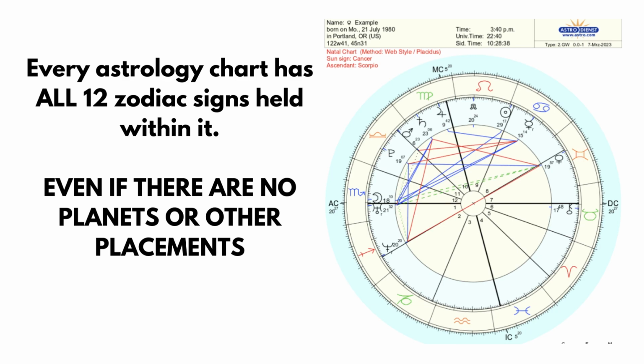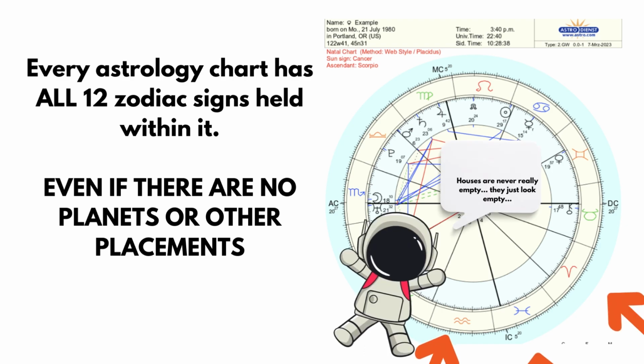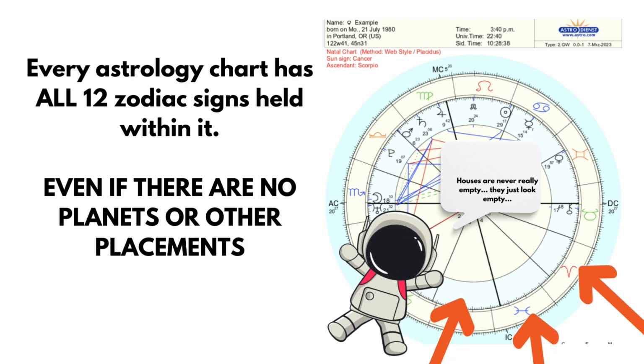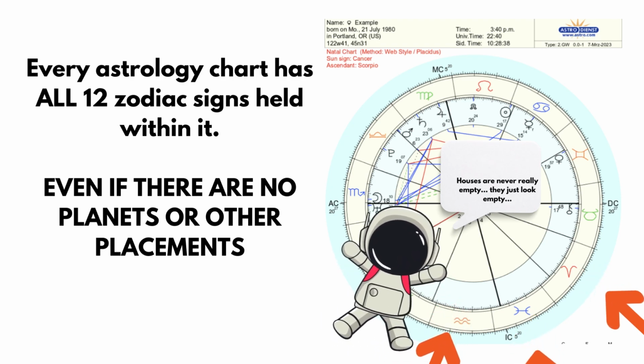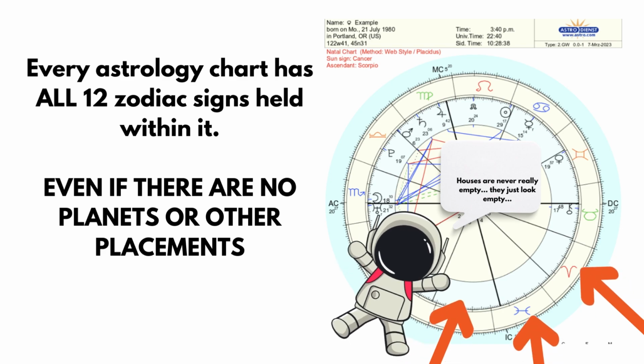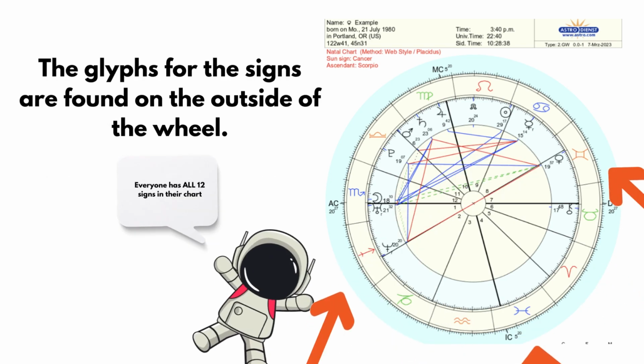Every astrology chart has all 12 zodiac signs held within it, even if there's no other planets or placements. So look at that. Even though those look empty, they still have energy. And that energy is the signs.